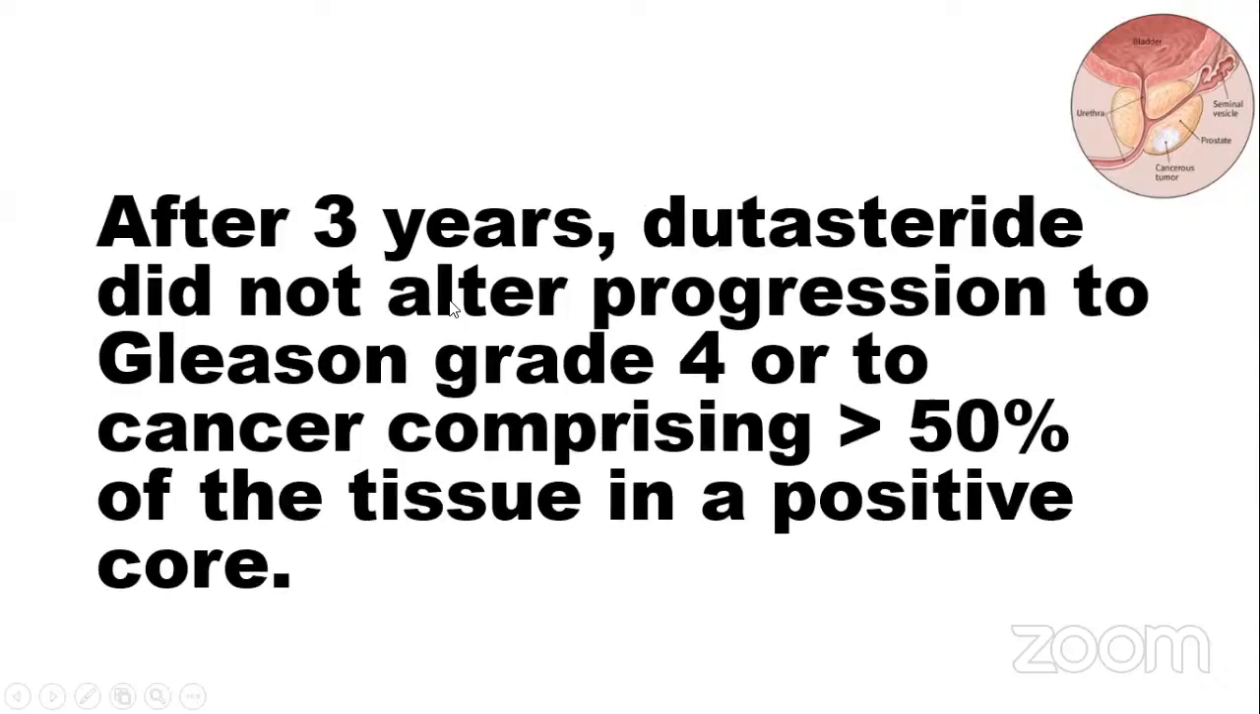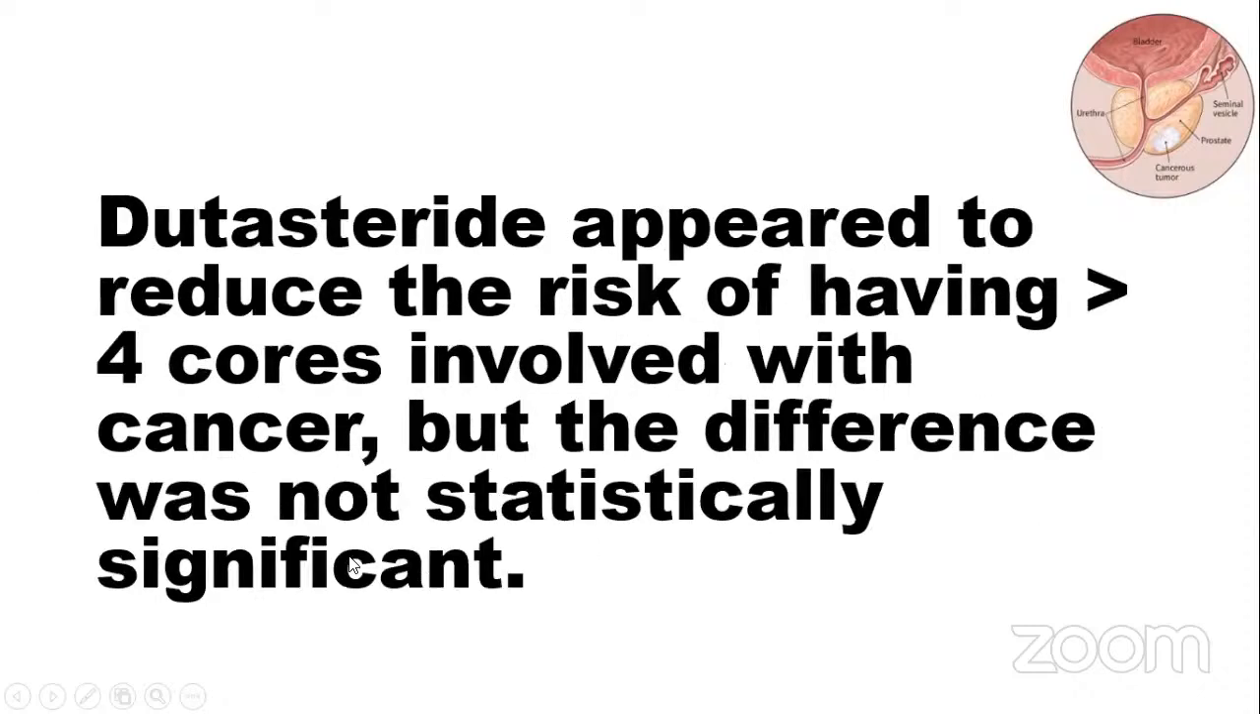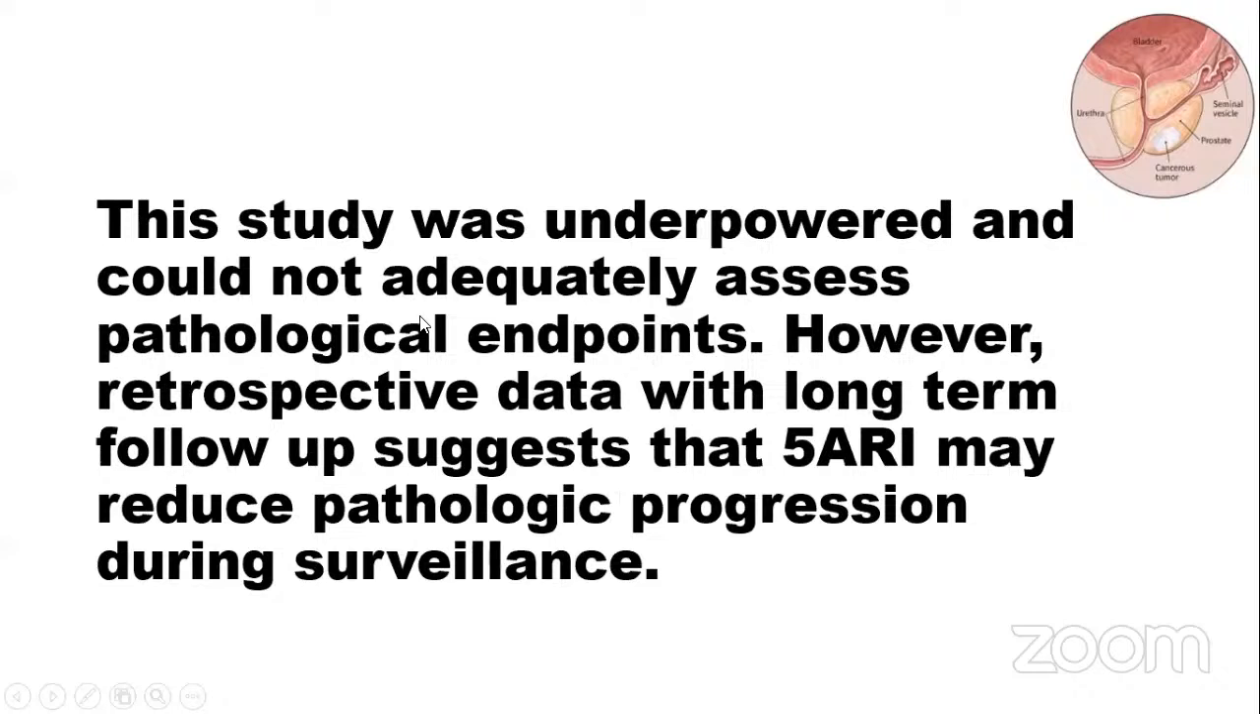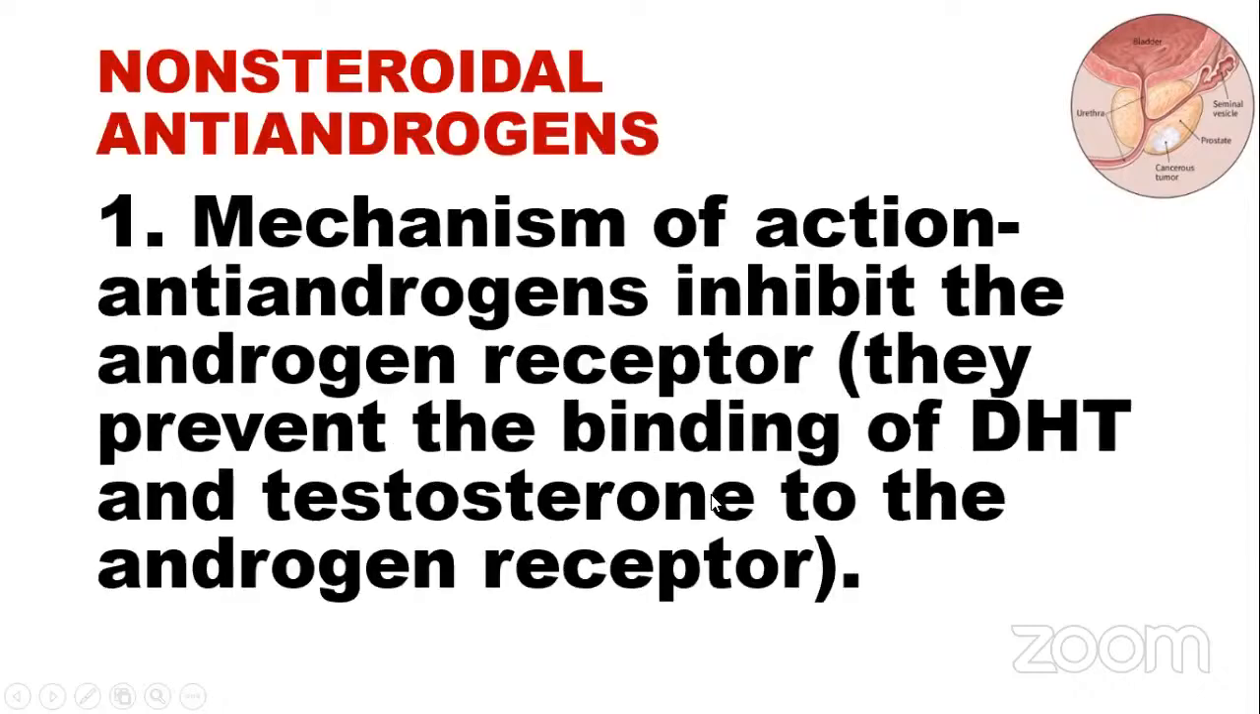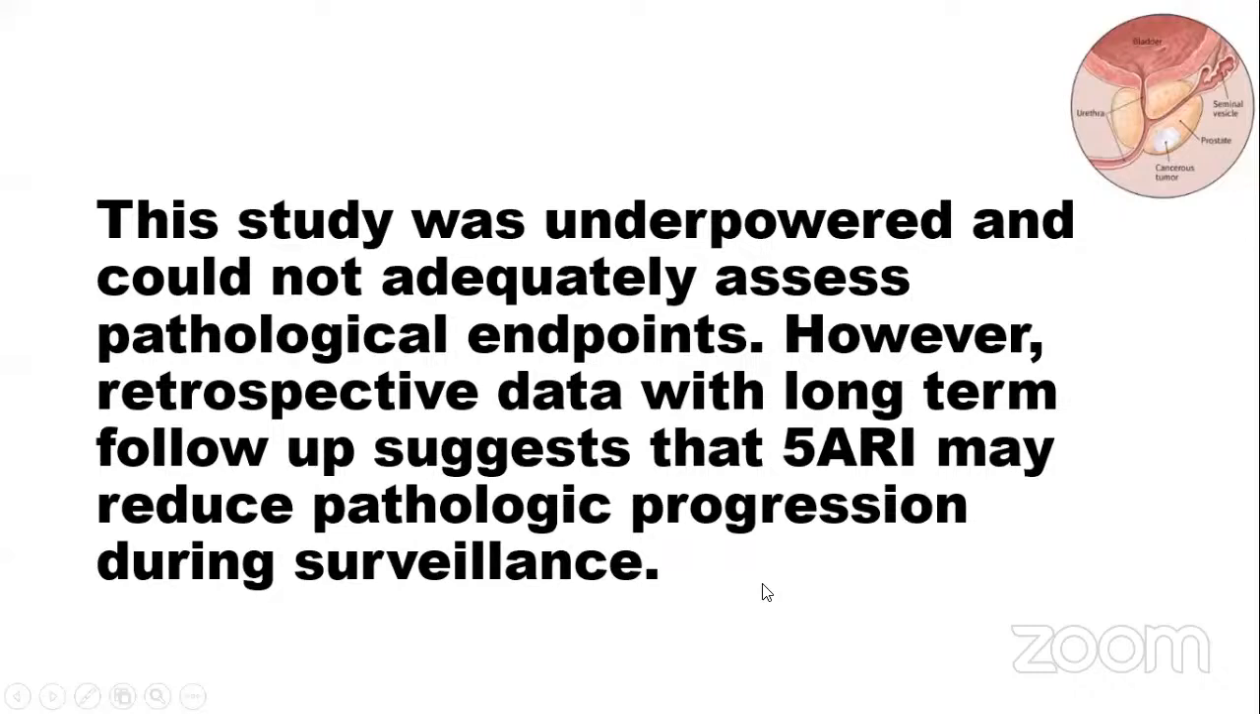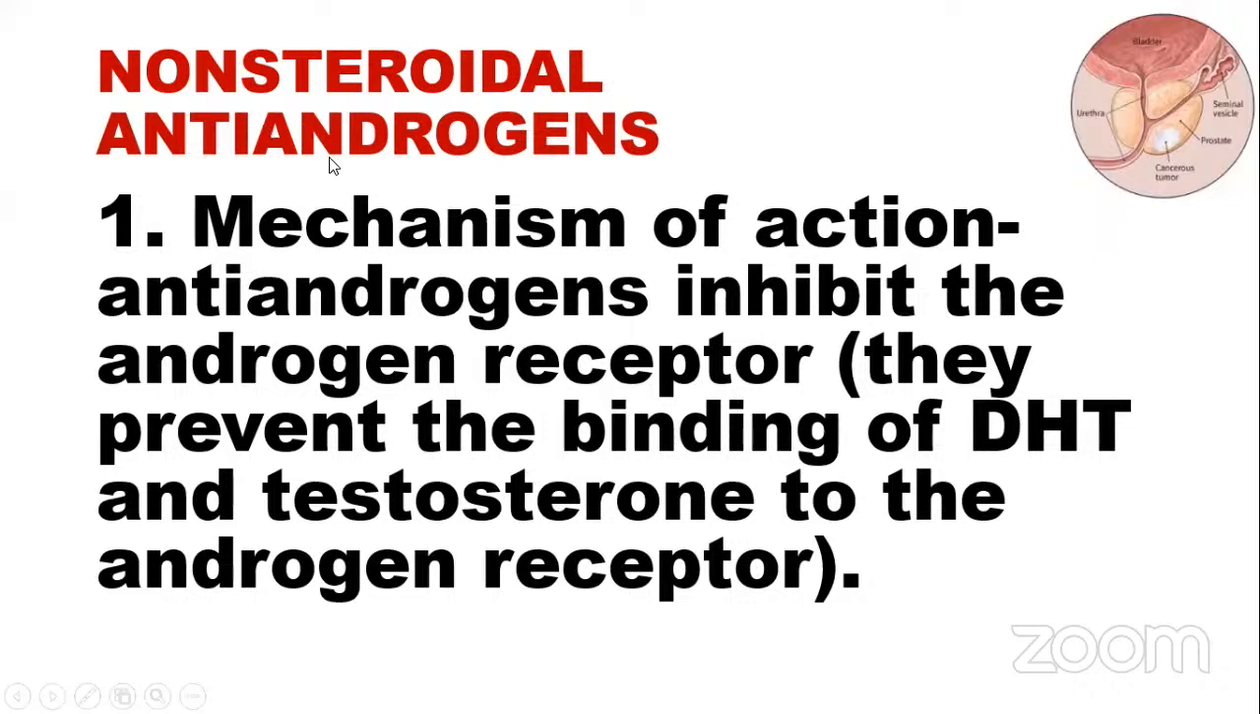After 3 years, dutasteride did not alter the progression to grade 4 cancer, comprising more than 50% of the tissue in a positive core. Dutasteride appeared to reduce the risk of having more than 4 cores involved with cancer, but the difference was not statistically significant. This study was underpowered and could not adequately assess the pathological endpoint. However, retrospective data with long-term follow-up suggest that 5-alpha reductase inhibitors may reduce pathological progression during surveillance.